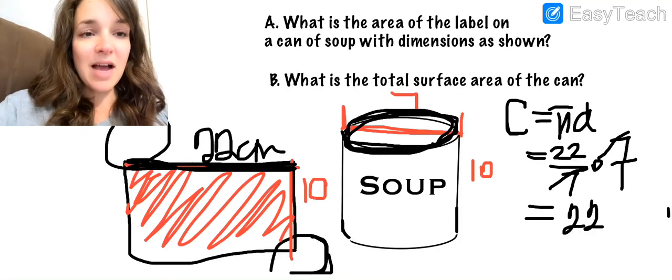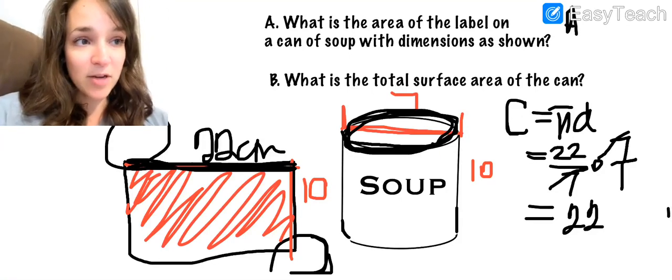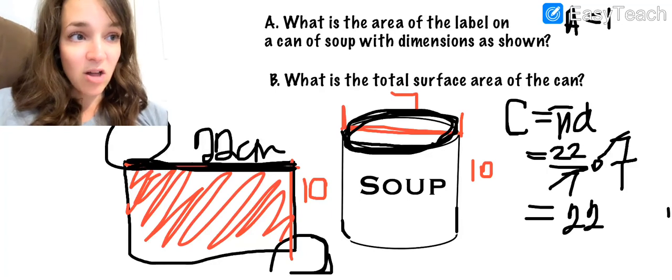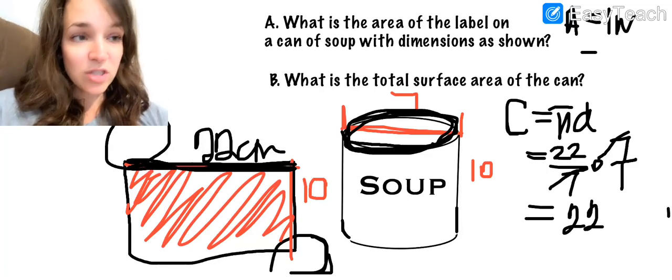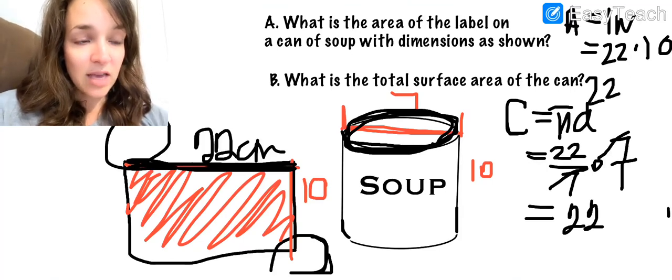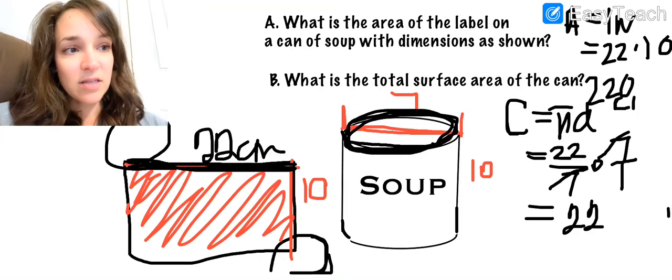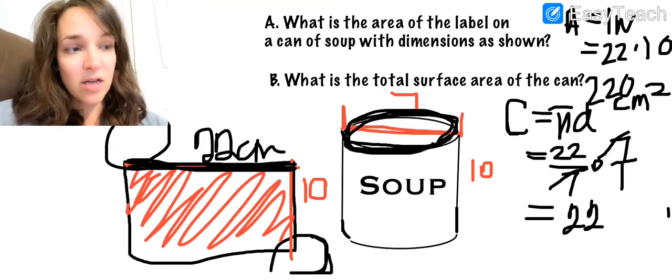Okay, so now to find the area of my rectangle, all I have to do, I'm going to come up here to the top so you can see, all I have to do is length times width, which would just be 22 times 10, which would just be 220 centimeters squared. All right, good.